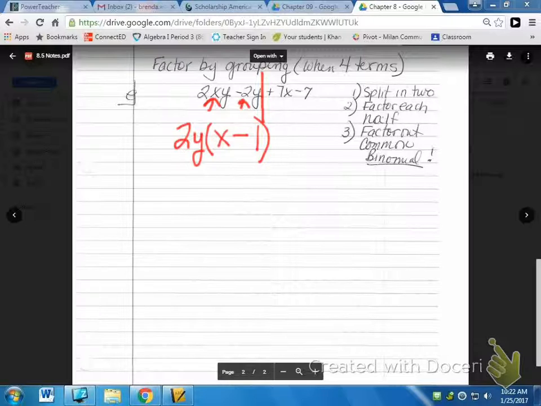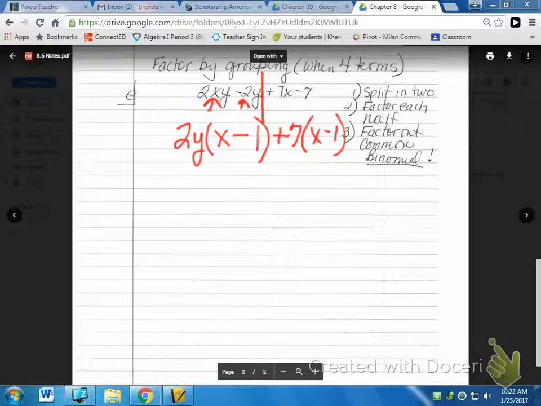The second half, 7x minus 7. What can I take out of both those terms? Okay, and I got to put a sign here, so I'm taking out a positive 7. In parentheses, if I take 7 out of 7x, what's left? X. If I take 7 out of negative 7, what's left? Now, do you see how cool that is?